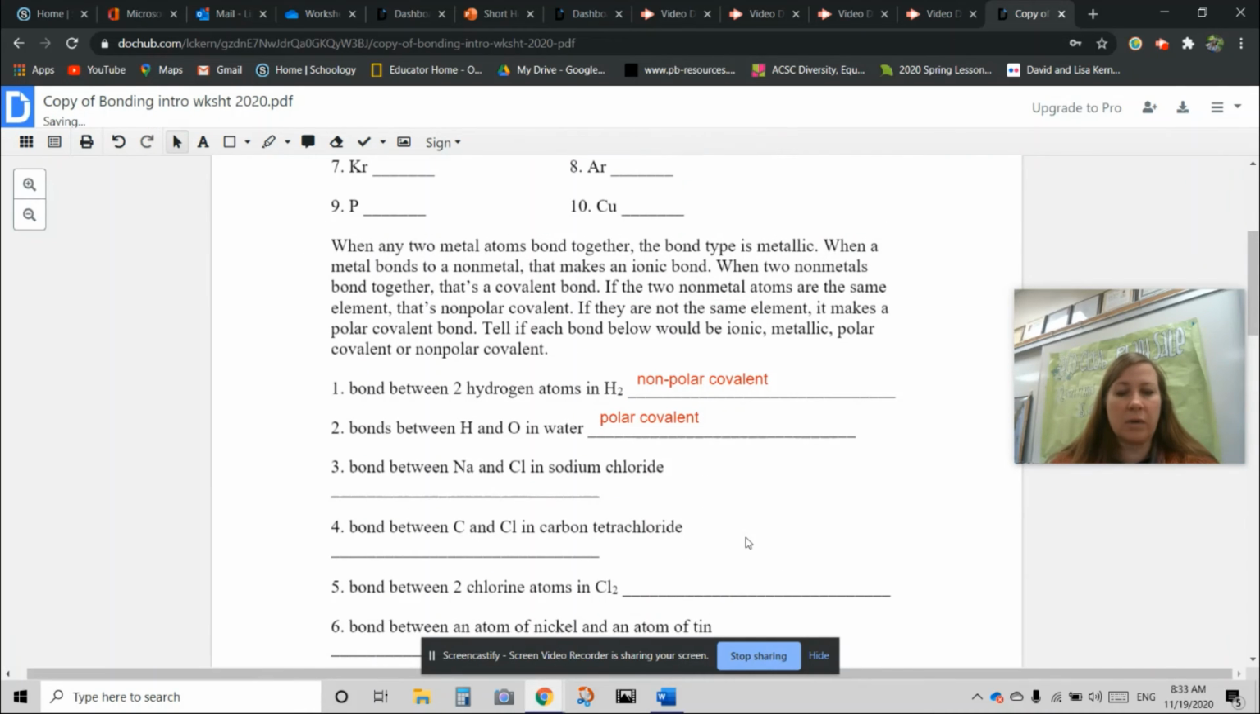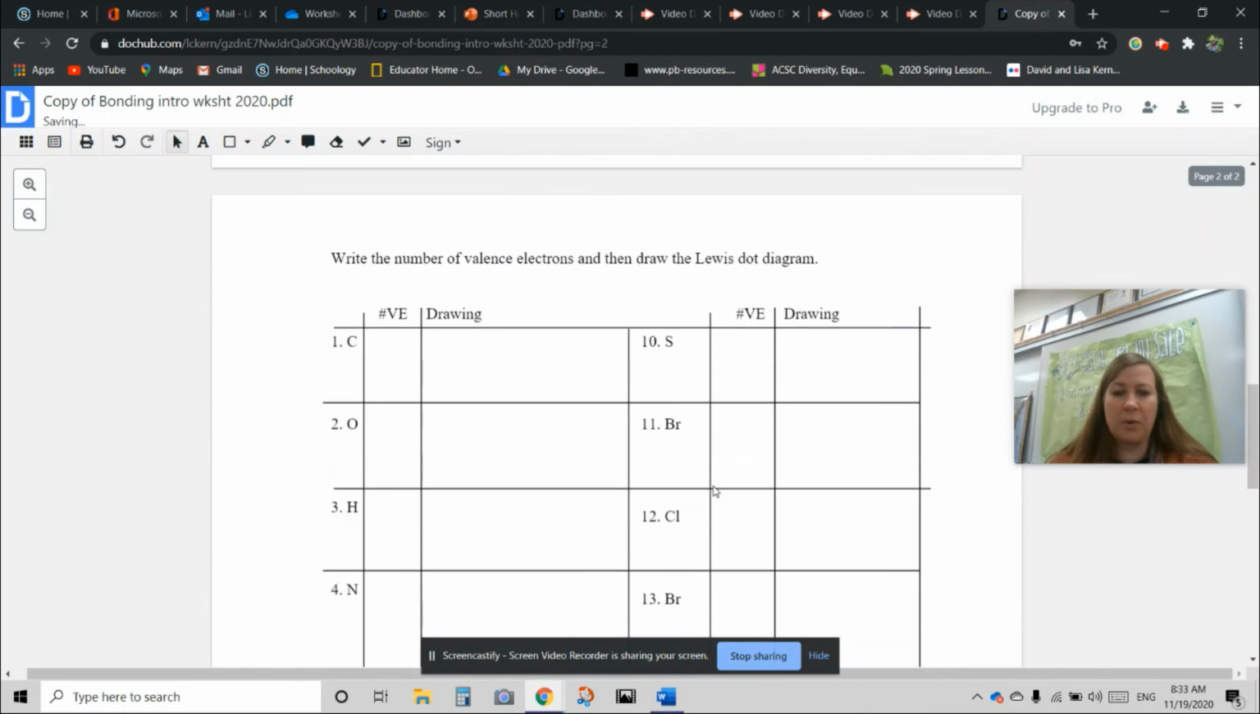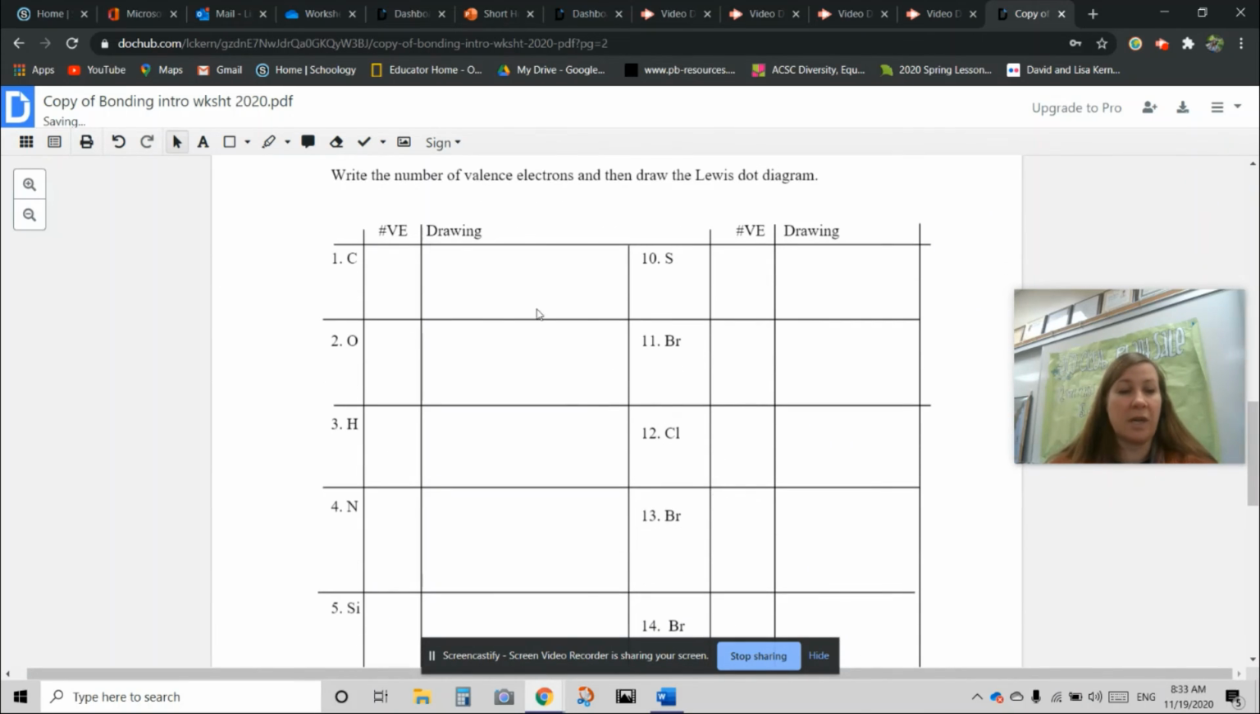I'm going to hit this so I can scroll. Then down here's the fun part. We're going to draw some Lewis dot diagrams. So again, we're going to write valence electrons. That's what VE stands for. And then we're going to do the drawing over here. So for carbon, we have 4 valence electrons, and my drawing is going to look like a C with 4 dots around it.